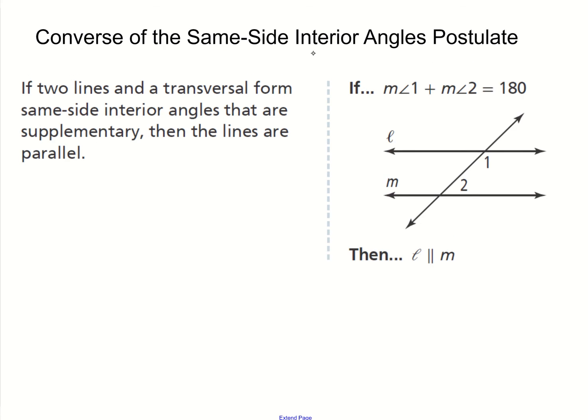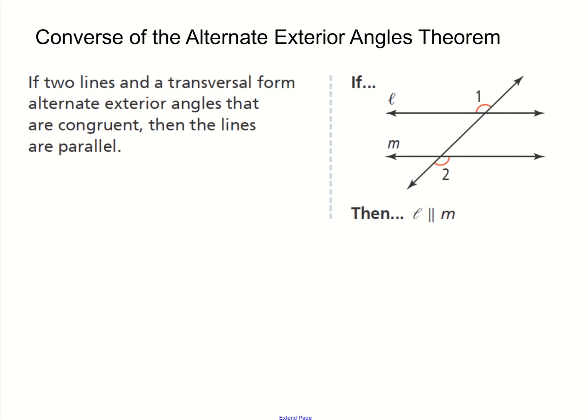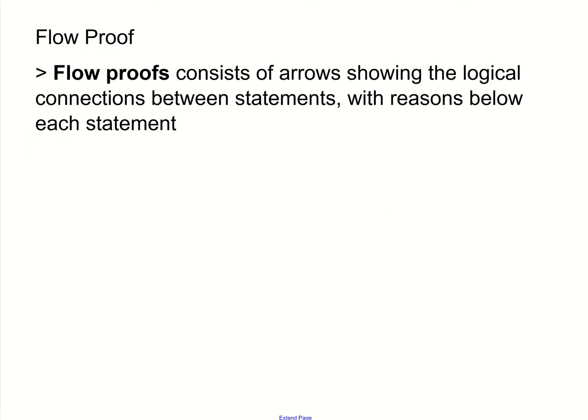Converse of the same side interior angles postulate. So if these angles add up to 180, then the lines are parallel. So that's what the converse of that is. Converse of the alternate exterior angles, if these two exterior angles are congruent, and that means the lines are parallel. Okay, so those are the converse of the theorems that we talked about in 2.1. So in 2.1, we had the regular theorems and regular postulate. 2.2, we're looking at the converse, which is the reverse of those statements.